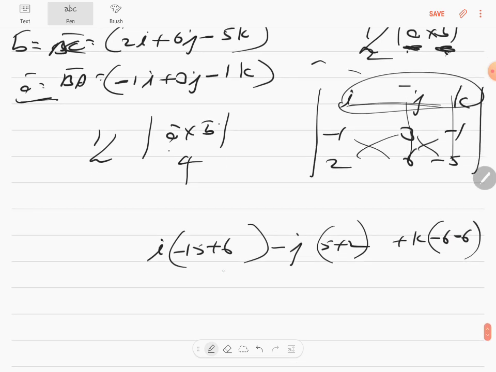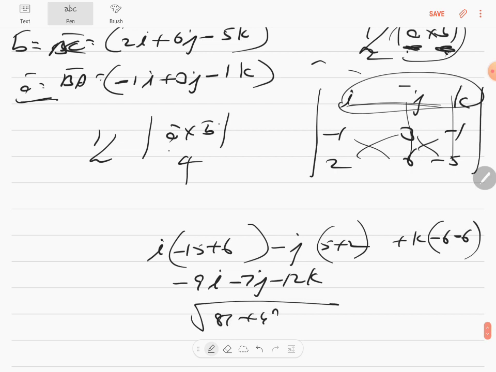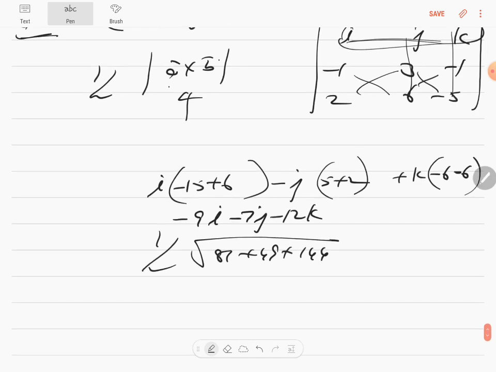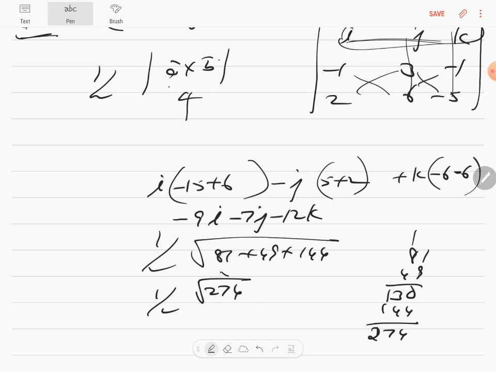So I'm going to get this vector to be minus 9i minus 7j minus 12k, and its magnitude is root of 81 plus 49 plus 144, and the whole thing has to be multiplied by half also. So what will this be? 81 plus 49 is 130. Plus 144 will be 274. Is it correct? I hope it's right. I'm capable of making mistakes like that. 81 plus 49, yeah. So then therefore this many square units.